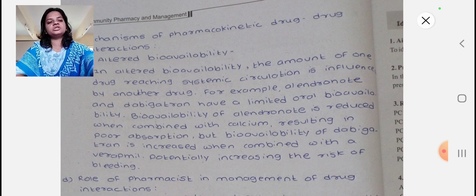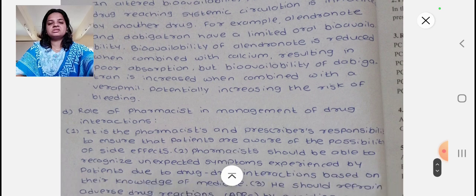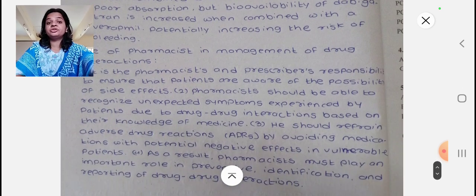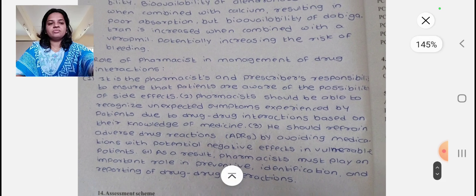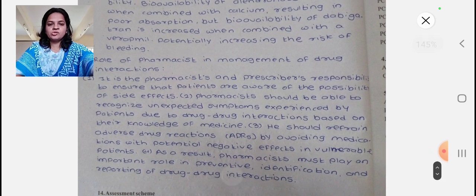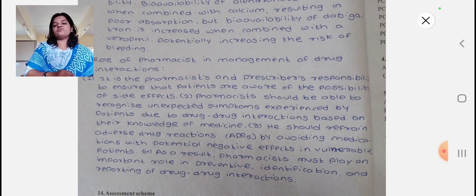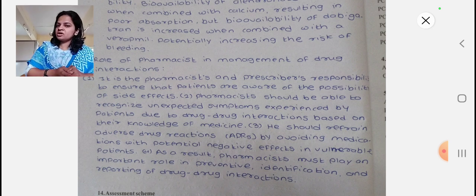Now, what is the role of the pharmacist in management of drug interactions? This is an important part. It is the pharmacist's and the prescriber's responsibility to ensure that the patient knows the possibility of side effects. The patient should be aware of what the side effects are. So it is the duty of the pharmacist to convey to the patient what possible side effects there could be.